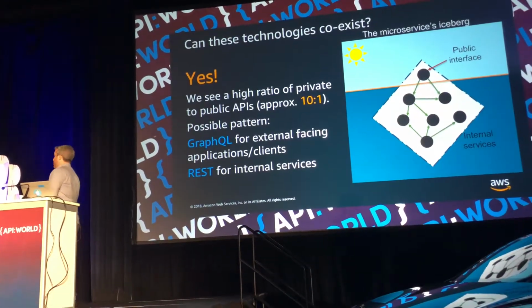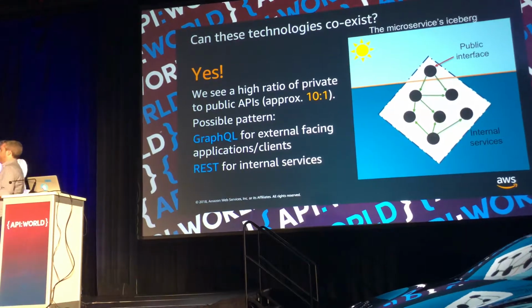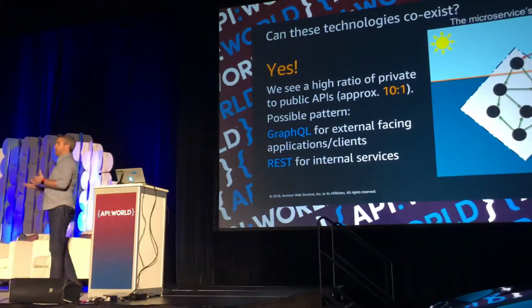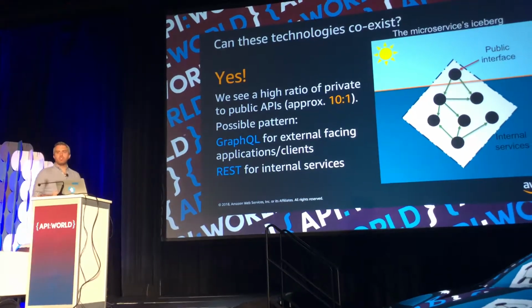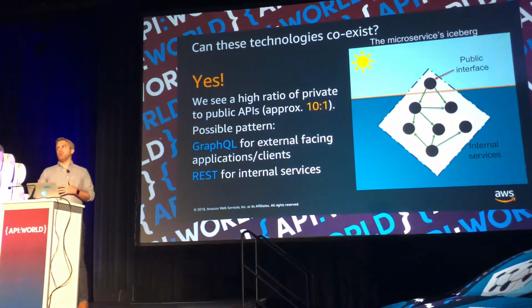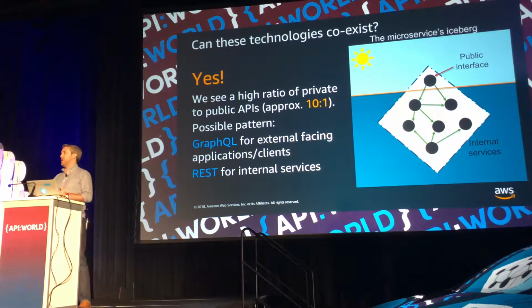So one interesting thing that we end up seeing, and this is maybe more from the API Gateway side of things, is that by and large, the majority of APIs that companies are building are private. In fact, we see approximately a 10-to-1 ratio of private APIs to public APIs.